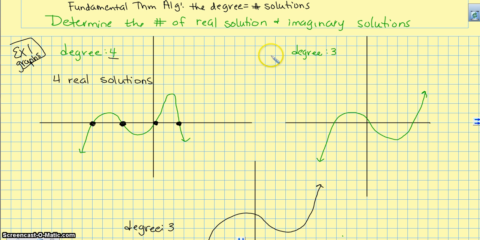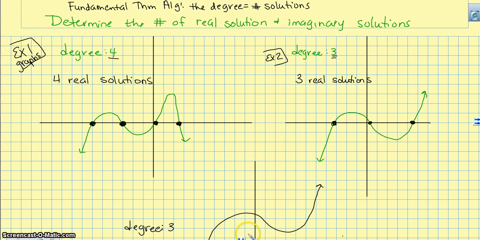All right, let's look at example number 2. Example number 2 has a degree of 3, so that means it has to have 3 solutions. Let's count them up. Let's see how many of them are real. Here's 1, there's 2, there's 3. So we have 3 real solutions.